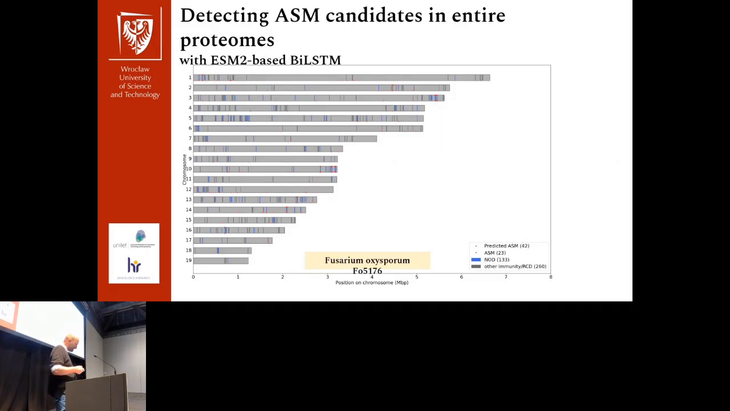But then we tested the ESM2 based BLSTM, and it really impressed me, because now you can see we found like 80 or 90% of ASM in this proteome with precision around 60%. So for me it's great. It means that the method is finally capable of what we want to do. We have to check it with other proteomes, because this is a very recent result from last days, but it looks very, very promising.